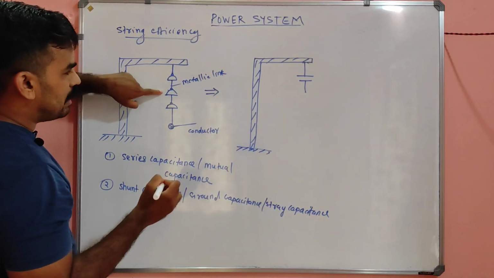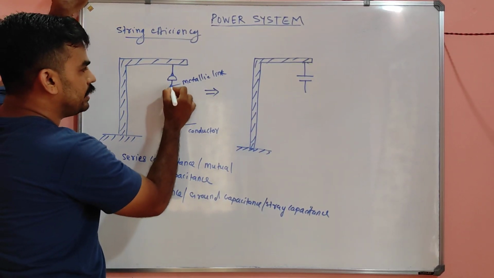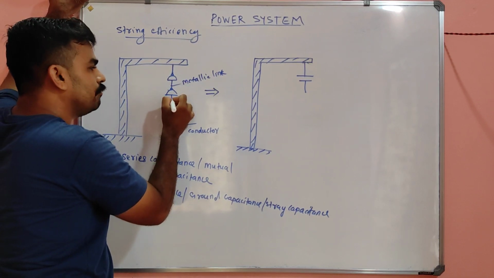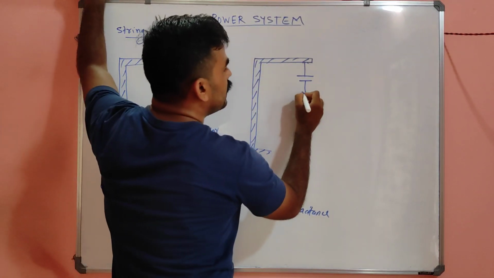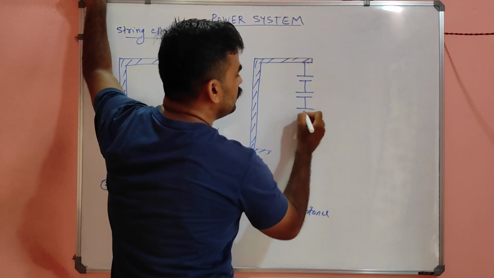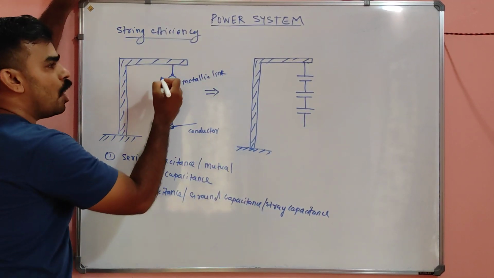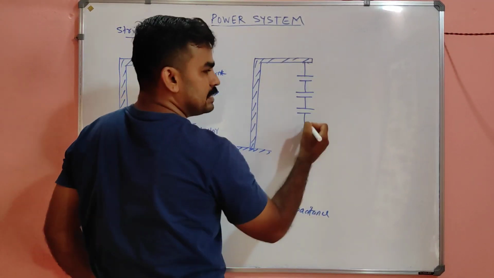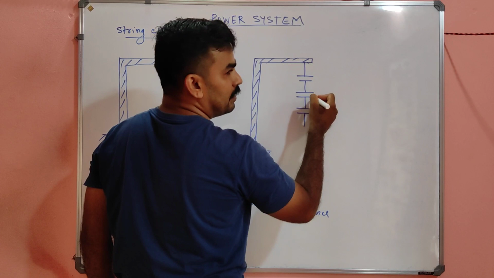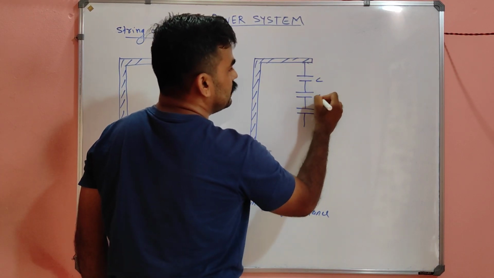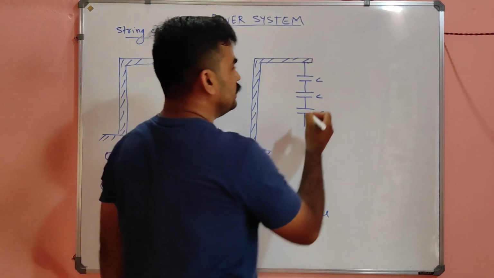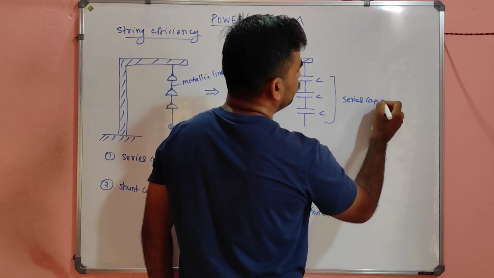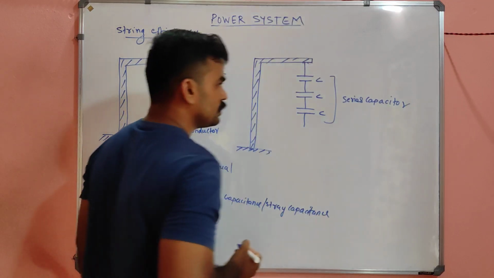The other disc is the same thing: an insulator with a conducting metallic link on either side. So there is also a capacitor. Similarly, there is also a capacitor. However many discs there are, that many capacitors are formed. This capacitor is represented by C, and this is called the series capacitor.